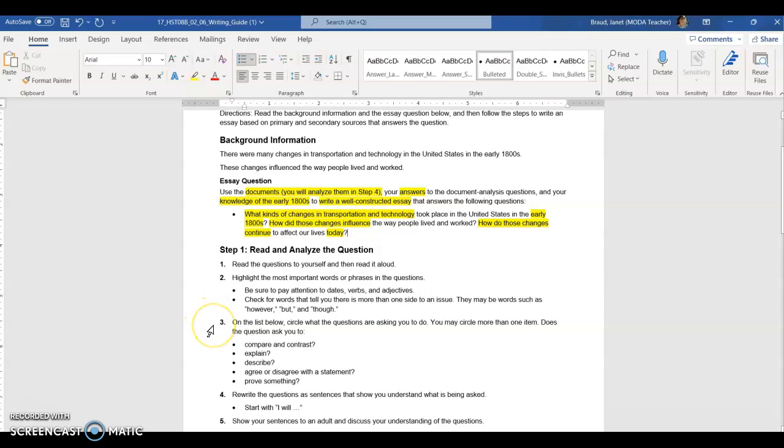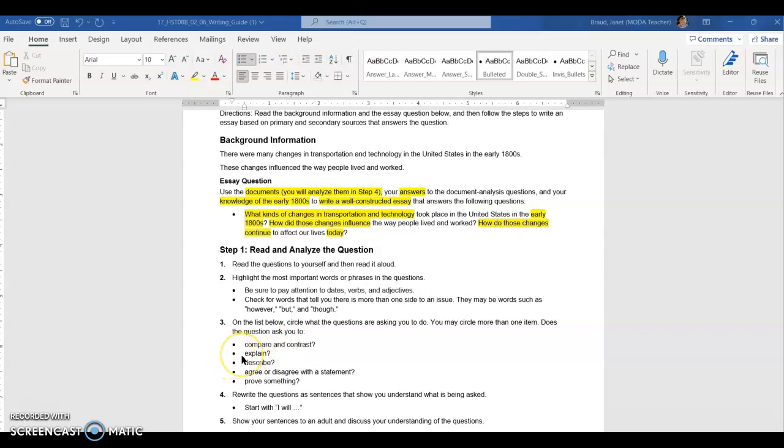Now in this part, number 3, on the list below, circle what the questions are asking you to do. You may circle more than one item. Does the question ask you to compare and contrast? Not really. It's asking you to look for things, the way people lived and worked in the early 1800s and how it affects our lives today. So it's a little bit of some contrasting.